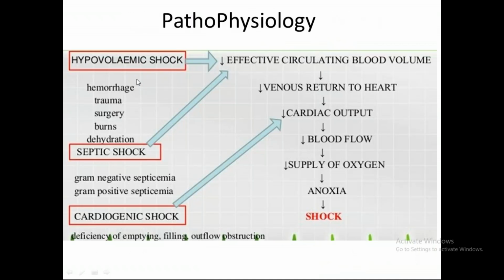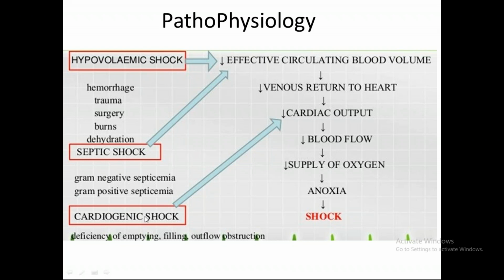Okay, next. So the pathophysiology, I think you all know by now. Basically, the effective circulatory blood volume is decreased. This will lead to a decreased venous return to the heart. This will decrease cardiac output, decrease blood flow, and decrease the supply of oxygen, leading to shock.